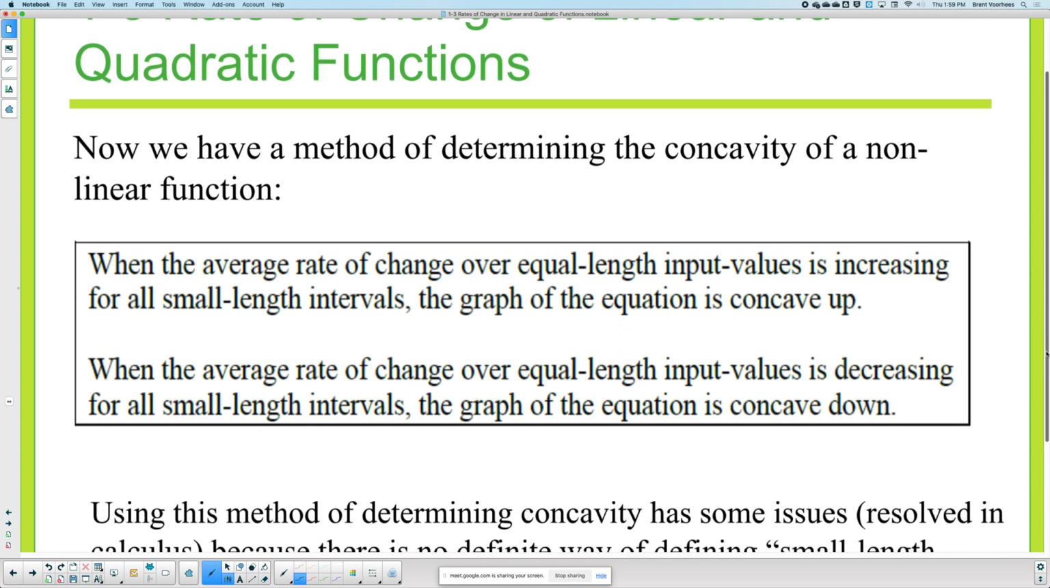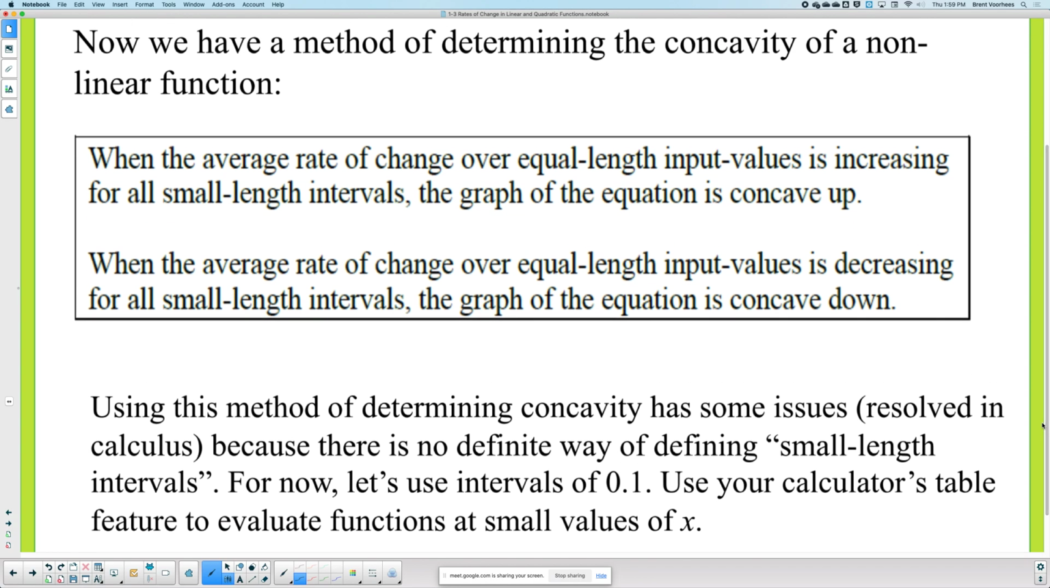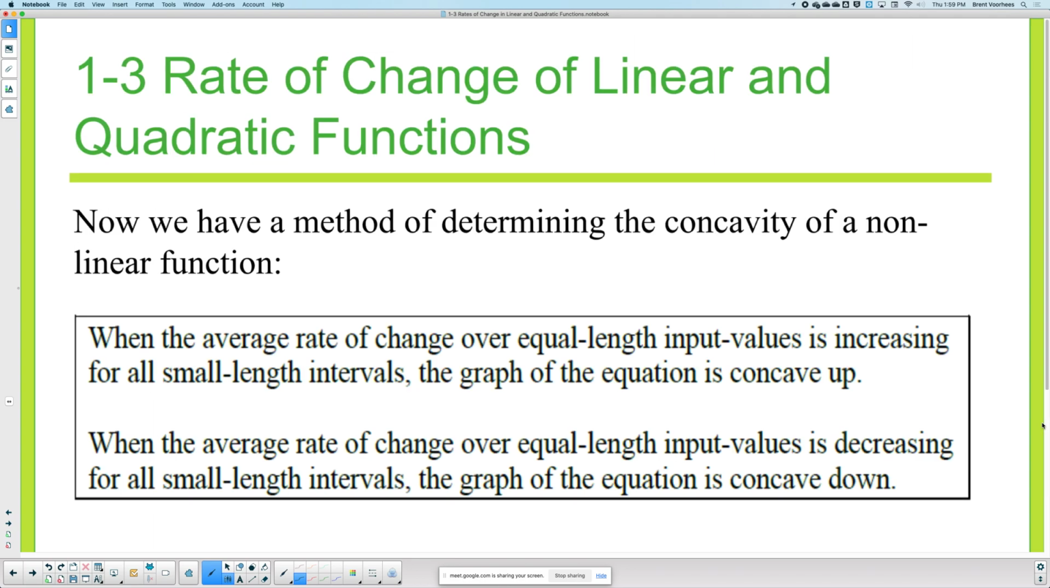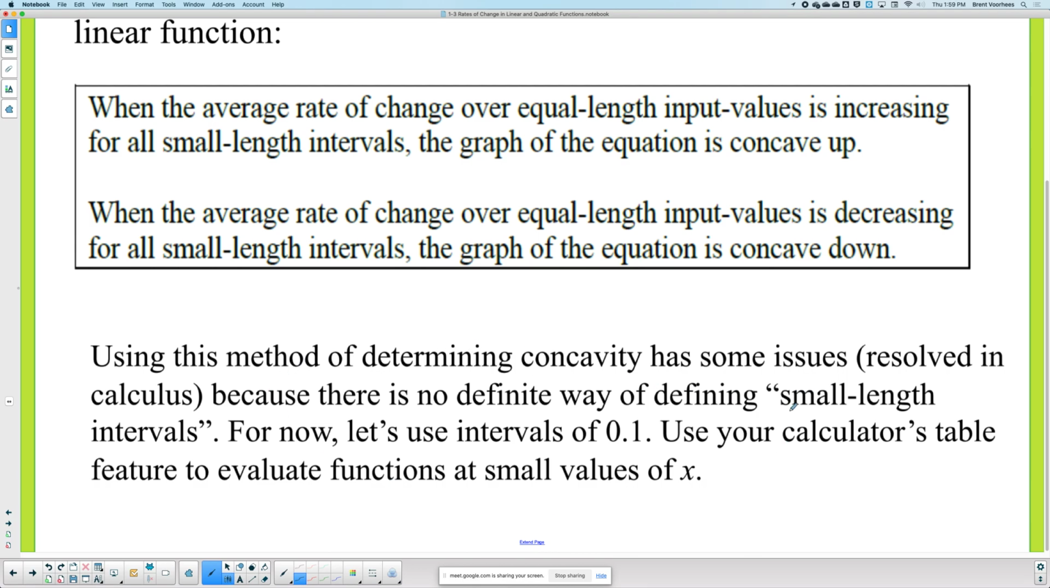So now it says we have a new method of determining concavity, which I've been talking about. So I'm going to skip over this. The new method is, instead of looking at AROC, you can now look at the change in AROC. If it's a positive number, concave up. If it's a negative number, concave down. Now, when it says there's no way of defining small length intervals, we're going to use just 0.1. Okay, so we're going to look at that now, starting here.